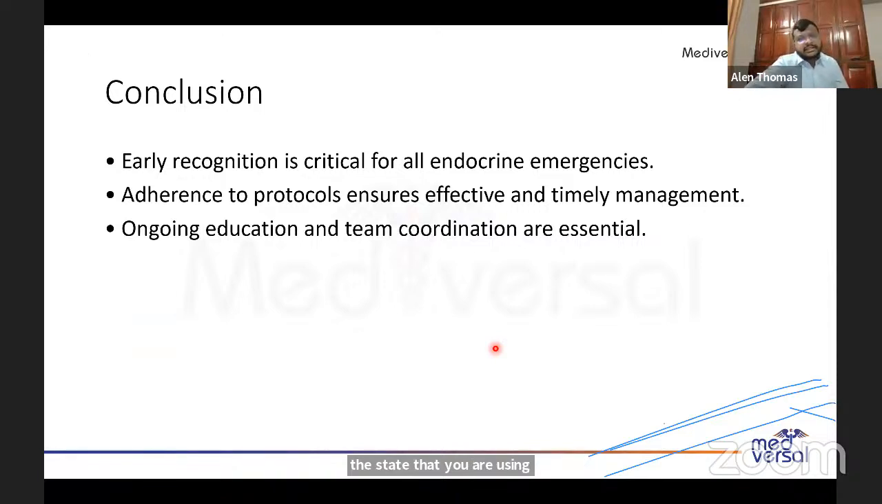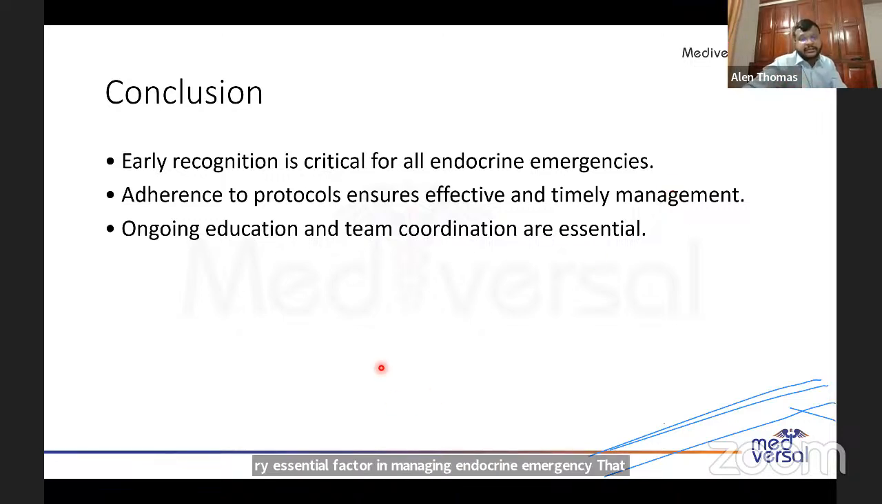Now, to complete, early recognition is critical for all endocrine emergencies. That is very important. Do not wait for the report. If your clinical judgment is saying that it is an endocrine emergency, I have told you the essential points in each of them. If there's hypothyroidism with a certain set of symptoms, then you need to proceed clinically and not wait for the report. Adherence to protocols ensures effective and timely management. Your mortality rate is quite high, so if it can be managed in the correct time, time is a very essential factor in managing an endocrine emergency. That's why it's called an emergency. Time is a critical factor.